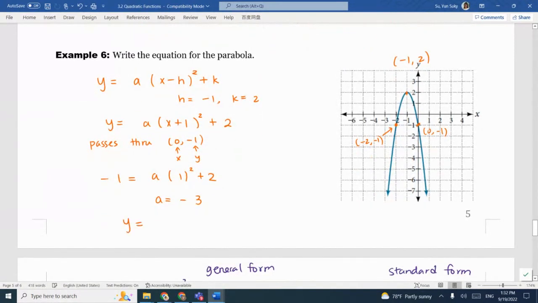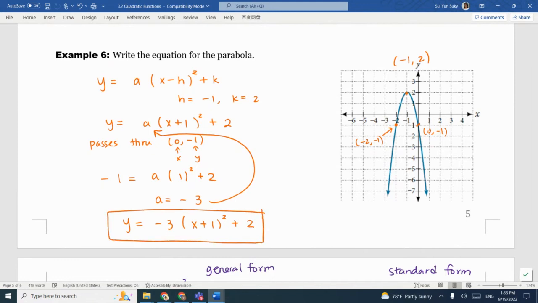Almost done because we need to write down the equation. So put everything back in. A is negative 3. And then we plug in here, right? So we have x plus 1 squared and then plus 2. So this is the equation for the parabola. Because the problem didn't ask us to have general form or standard form, you can put it here. So standard form is this. Okay. Any questions about this section? Brenda? All good? Yes? Awesome.